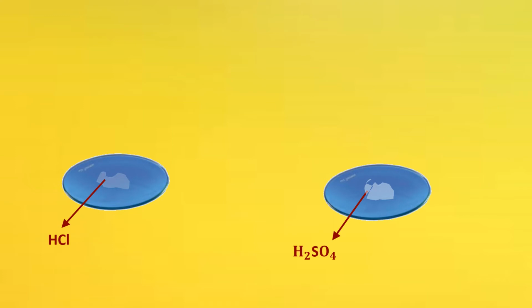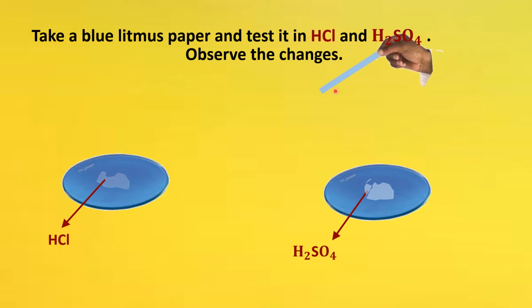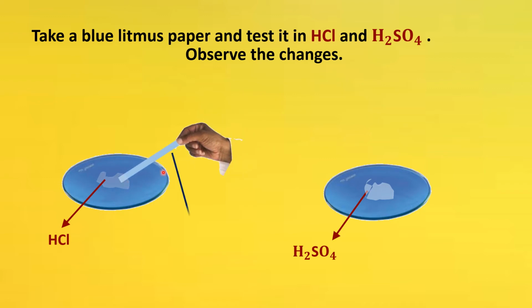Now we'll test it with blue litmus paper. Let us take a blue litmus paper and dip it in the dilute HCl and then in the dilute H2SO4, and then we'll observe the changes. This is the blue litmus paper. We'll dip it in dilute HCl and wait for a few seconds.